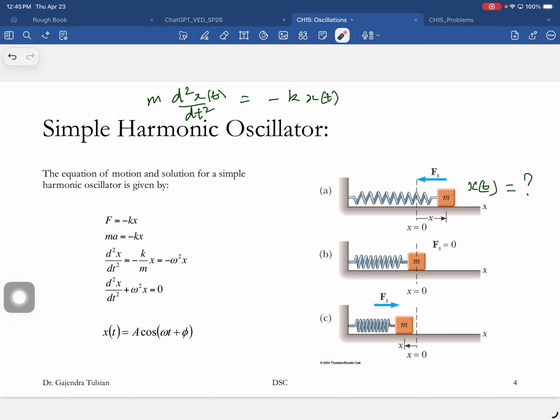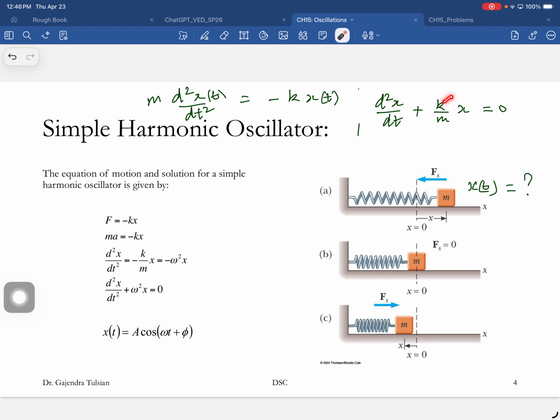Let's massage this equation and write it in standard form. So d squared x by dt squared plus k by m x equal to 0. What I did was divide by m, then bring it over here.